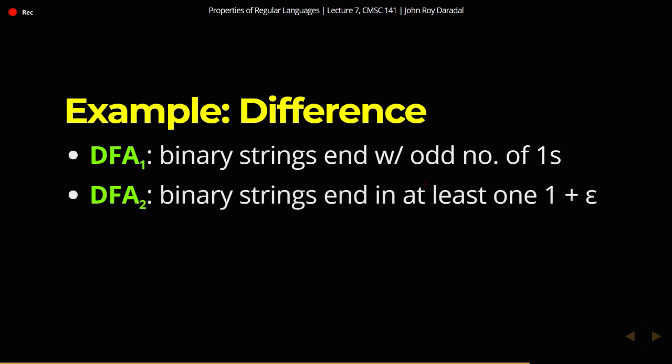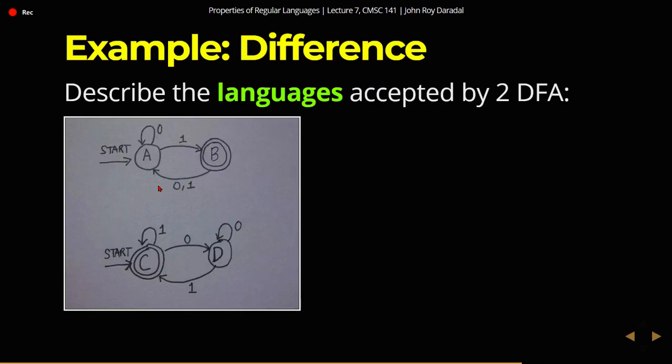For the second DFA, this would be the set of binary strings that end in at least 1 plus epsilon. It accepts epsilon because at the start itself, it's already accepting. And then it also accepts strings that end in at least one 1. So for example, you end in 1, 1, 1, 1, 1. If it ends in 0, it's not accepted. But if you end in 1 again, it's accepted.